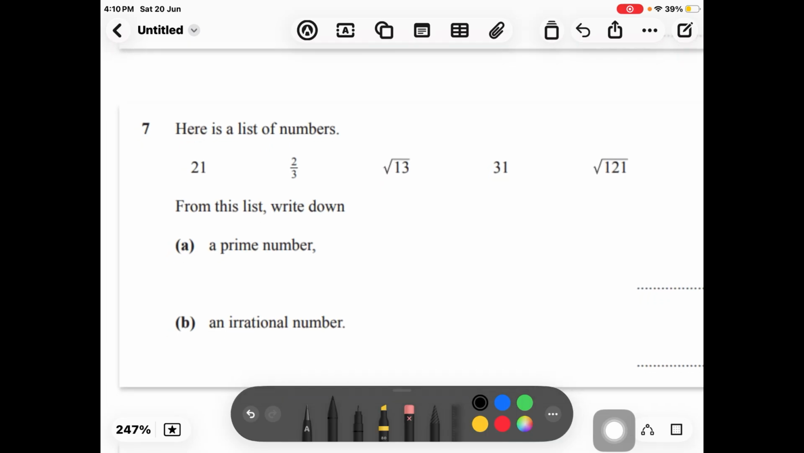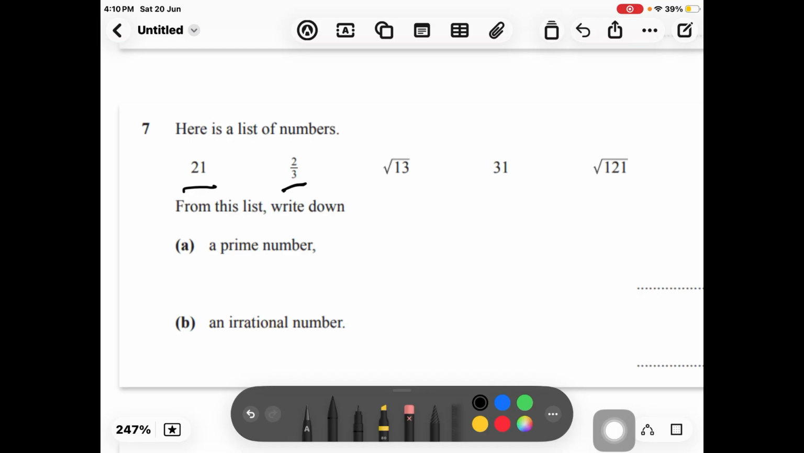Here is a list of numbers. From this list, write down a prime number and an irrational number. So we have another list of numbers and we need to find 2 types of numbers from these. A prime number is any number which has 2 factors, one and itself. And 21, it can be multiplied by 3. 3 times 7 is 21, so that's not a prime number.